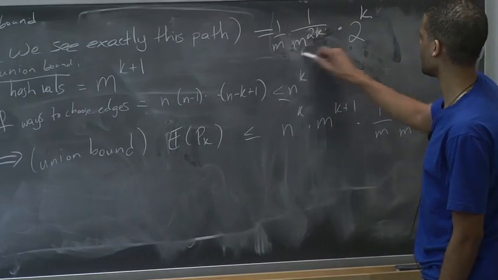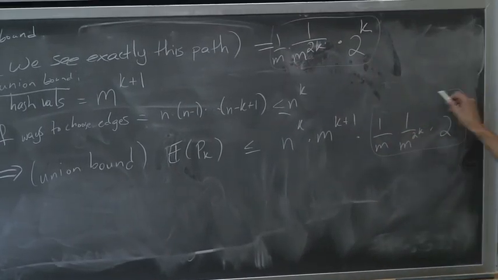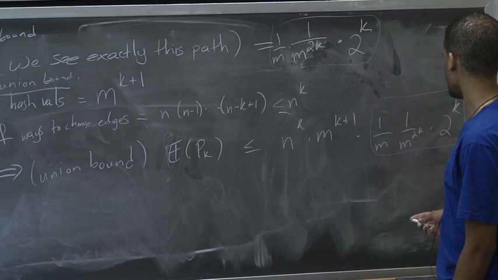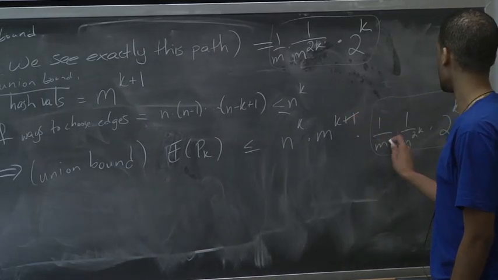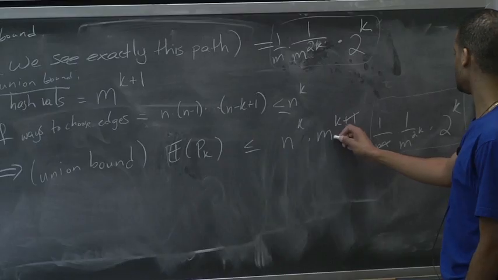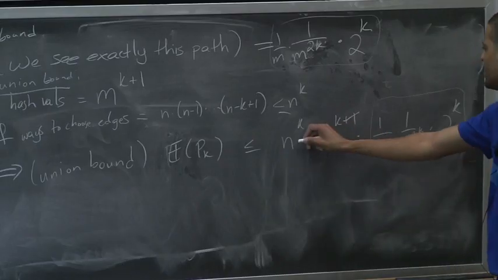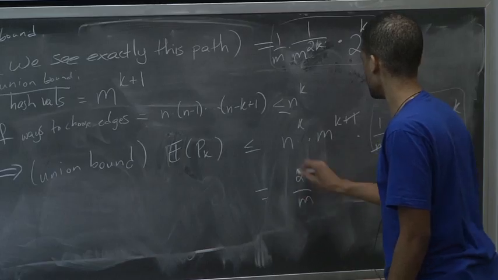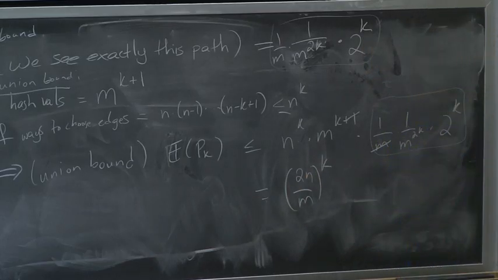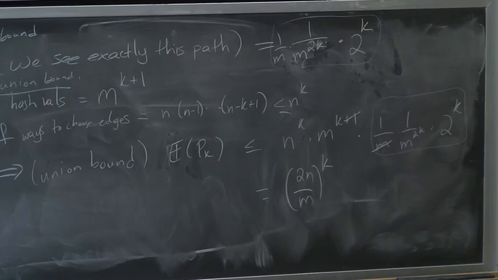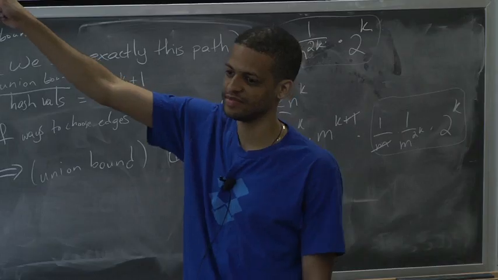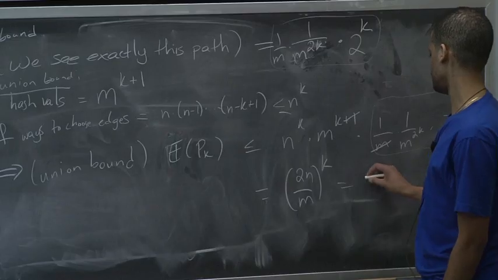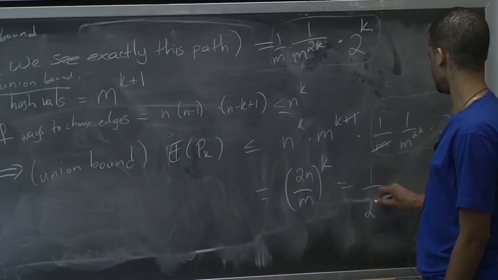Right? So this 1 over m thing here, that's exactly this. So things start to cancel. This m goes with this m. Here we have 1 over m to the k. Here we have n to the k. So this is equal to 2n over m to the k. And this is why I picked m to be 4 times n, I believe, over there. So this is equal to 1 over 2 to the k.